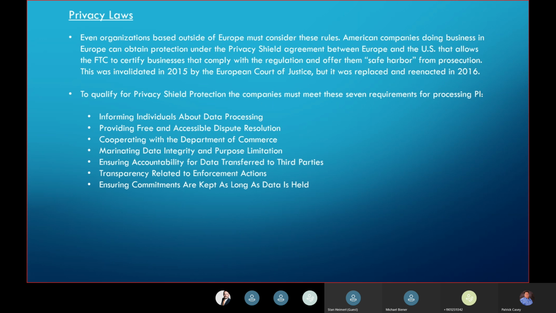To qualify for Privacy Shield protection, the companies must meet these 7 requirements for processing PI: informing individuals about data processing, providing free and accessible dispute resolution, cooperating with the Department of Commerce, maintaining data integrity and purpose limitation, ensuring accountability for data transferred to third parties, transparency related to enforcement actions, ensuring commitments are kept as long as data is held.